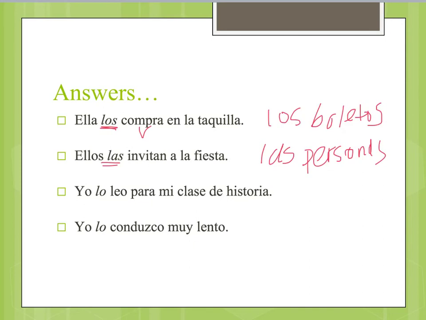Yo lo leo para mi clase de historia. The lo is replacing el libro. El libro is masculine and singular, so that's where I get my lo from, comes in front of the verb. Next one says, yo lo conduzco muy lento. It is replacing el carro. El carro we replace with lo. We kick it to the front of the verb and we're good to go.